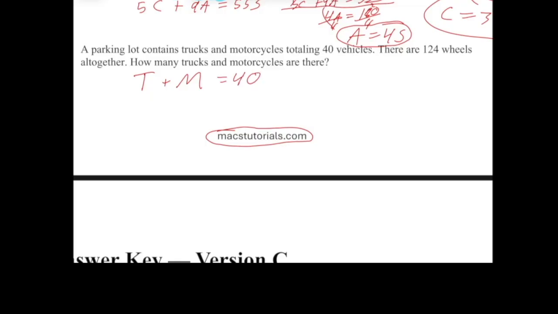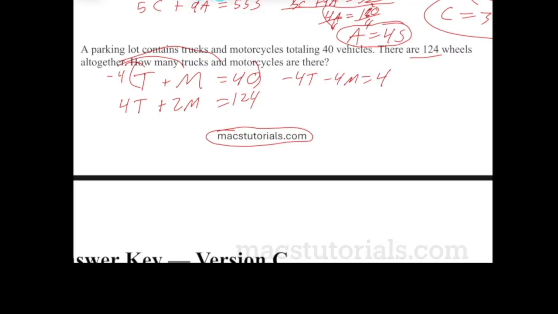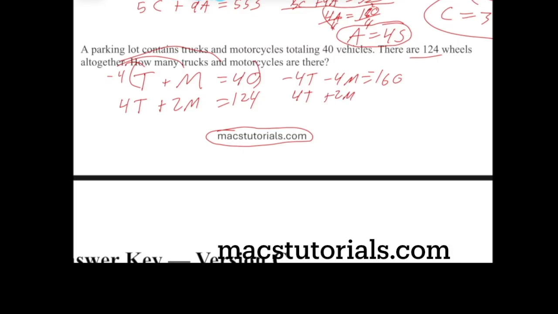But now I have to put a value of wheels on them. So for each truck, I'm going to have 4, and for each motorcycle, I'm going to have 2. And altogether, there are 124 wheels. Okay, boom, boom. And now I'm going to multiply this by a -4. And I'm going to get a -4t minus 4m equals, not 40, that's going to be -160. And then I'm just going to copy the other one, equals 124. Boom, they die.